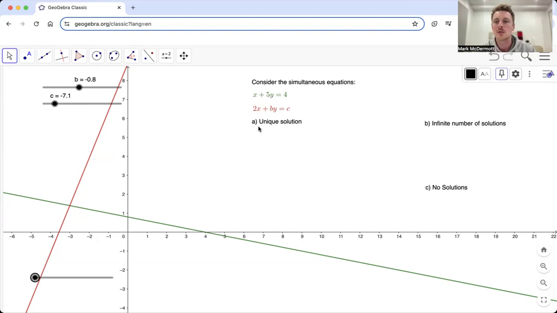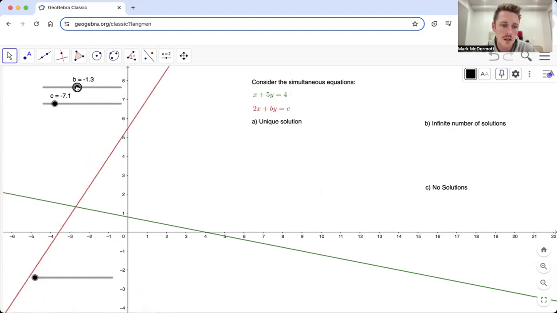Now remember, a unique solution is when the lines don't have the same gradient, so they intersect somewhere. An infinite number of solutions is that the lines are the same line. So they're literally just on top of each other. So the gradients are the same and the y-intercepts are the same. And then no solutions is the lines are parallel, but the y-intercepts are different. So what we need to do with this type of question is we need to find out what b and c are in each of these situations.